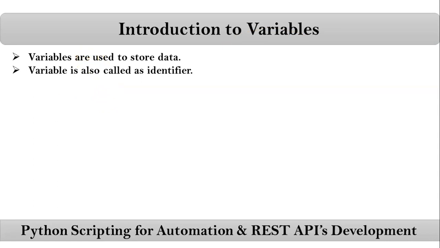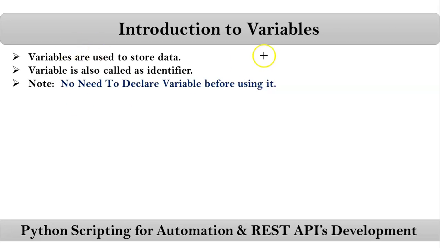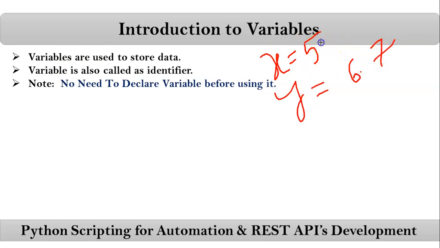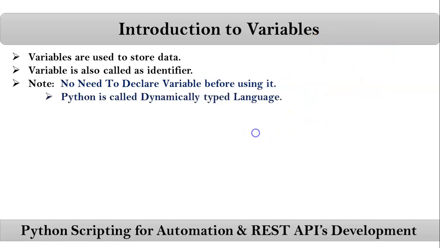And here the very important point is that there is no need to declare a variable before using it. Suppose you are going to define x equals 5, or let's say y equals 6.7. So here 5 is an integer, 6.7 is a floating point. You need not tell this information to Python. I mean, I am storing an integer in x and a floating point in y. No need to tell that. Automatically Python will identify that. That's why Python is called a dynamically typed language.